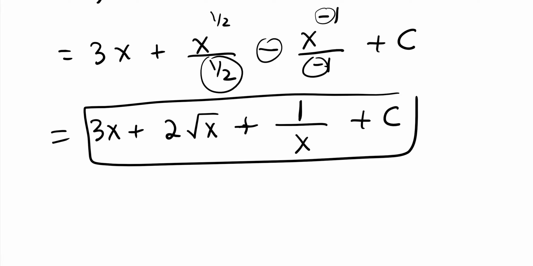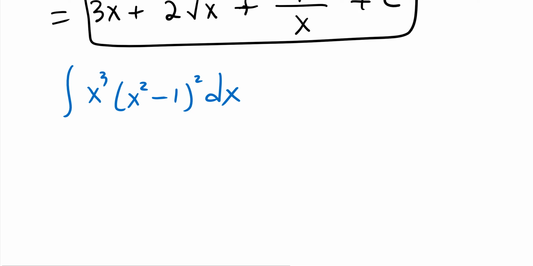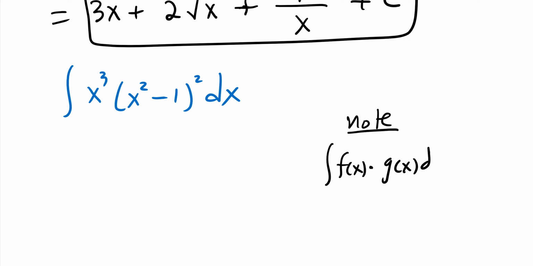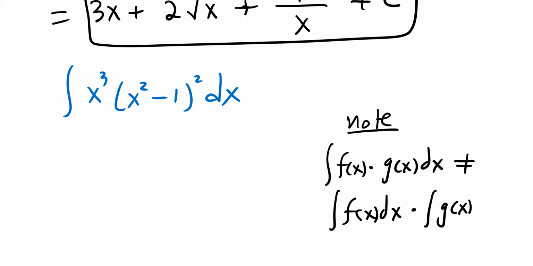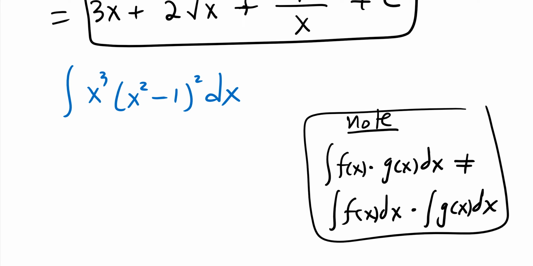Look at another one. What about the integral of x cubed times x squared minus 1, all squared, dx? First thing, you cannot integrate this times the integral of that. As a note on the side, if you have a function times another function, dx, this does not equal the product of the integrals. You cannot split it like this. We can only split it if it's addition or subtraction, but not multiplication or division. This is important to keep in mind.